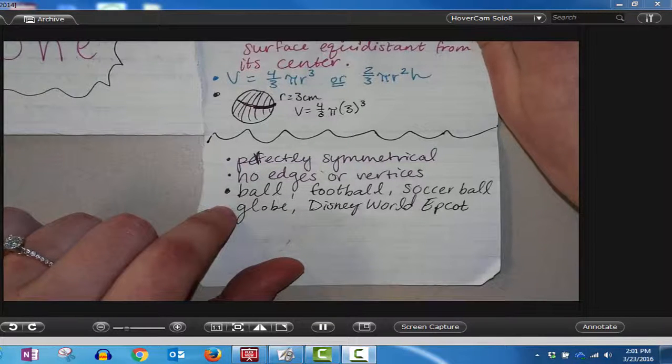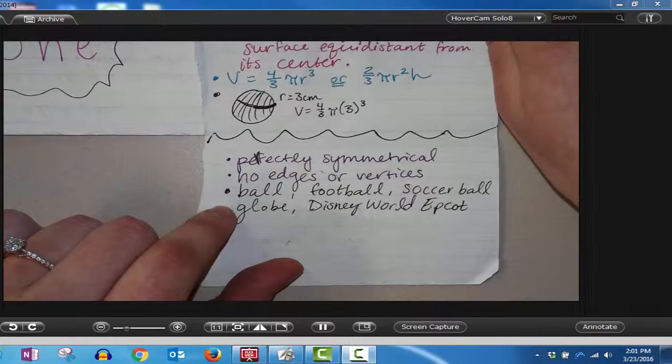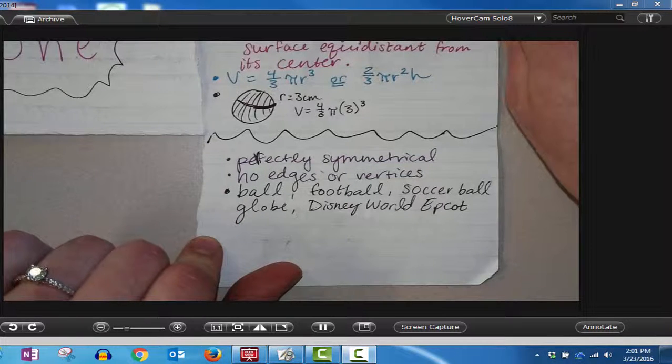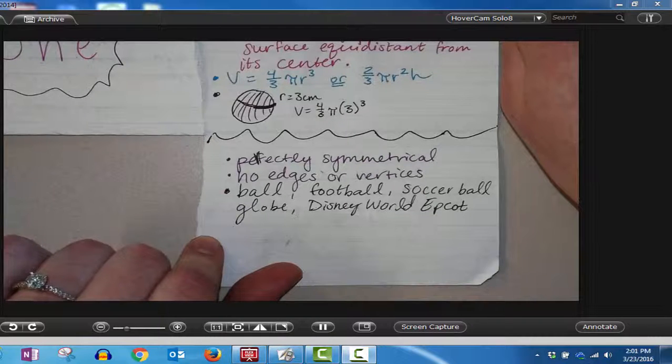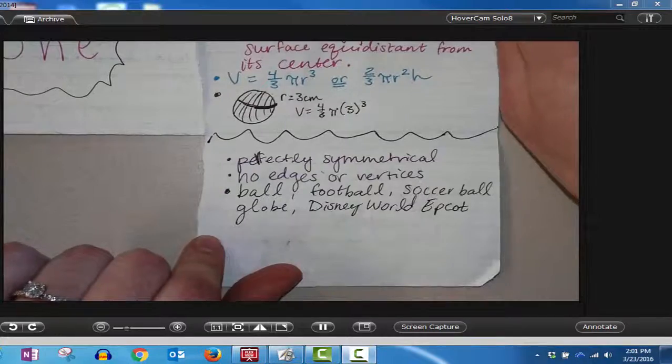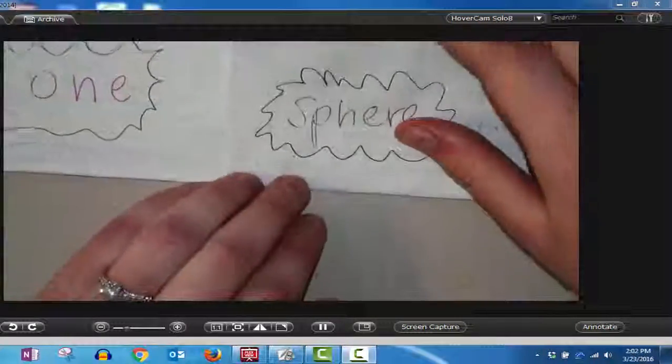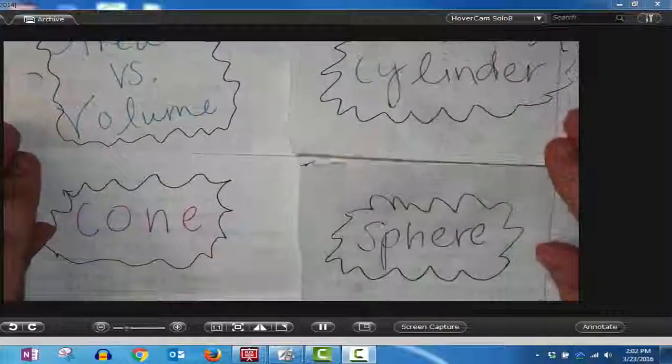So I misspelled perfectly, but spheres are perfectly symmetrical. They don't have any edges or vertices. And some real life examples are shape of a ball, a football, a soccer ball, a globe, or my personal favorite, the Disney World Epcot ball. And that does it for our volume foldable.